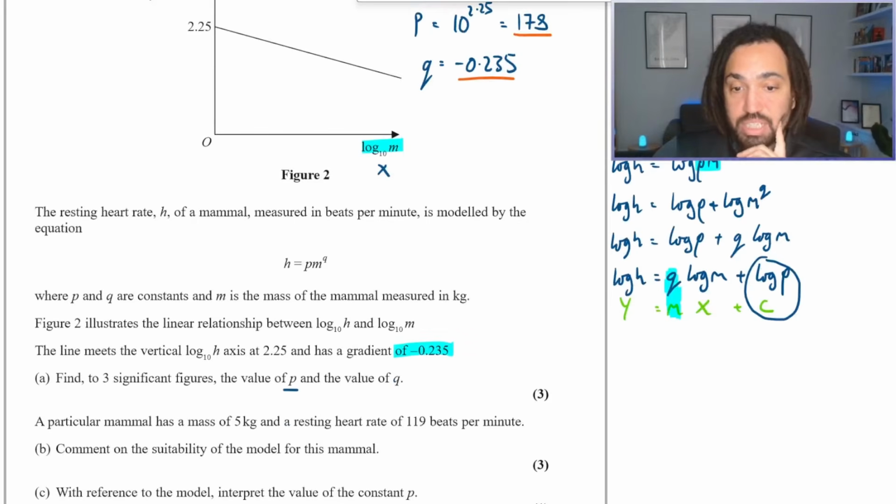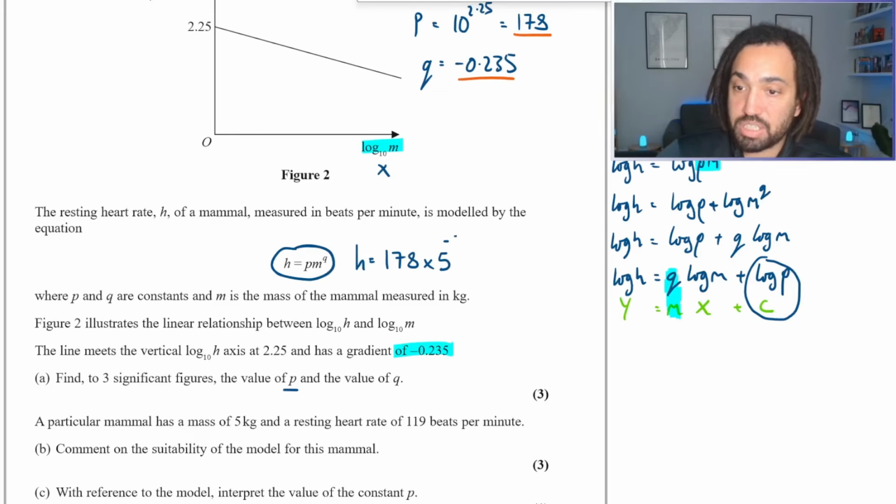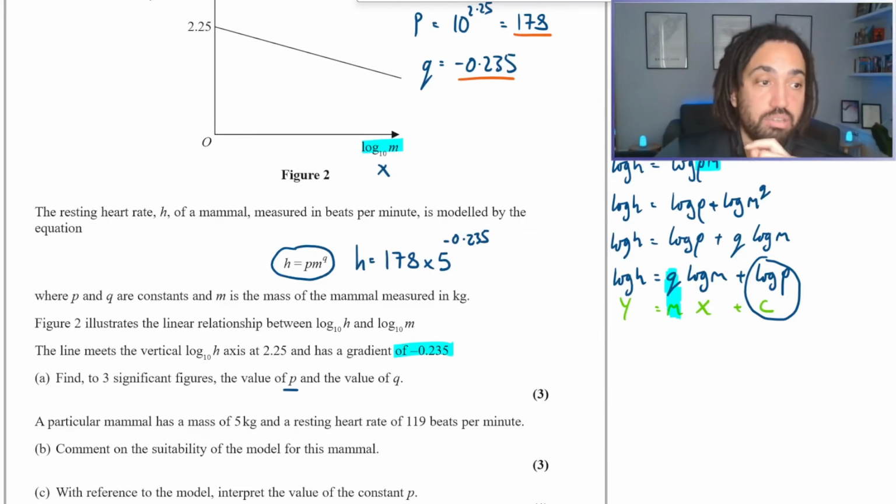Now it says that we've got a particular mammal that has a mass of 5 kilograms and a resting heart rate of 119 beats per minute. Comment on the suitability of the model for this mammal. Well, let's use the model, shall we, to find out what it would tell us its heart rate would be given its mass. So its heart rate would equal p, which is 178, multiplied by its mass, which we're told is 5, to the power of q, which is minus 0.235. Okay, so let's just get that onto the calculator.